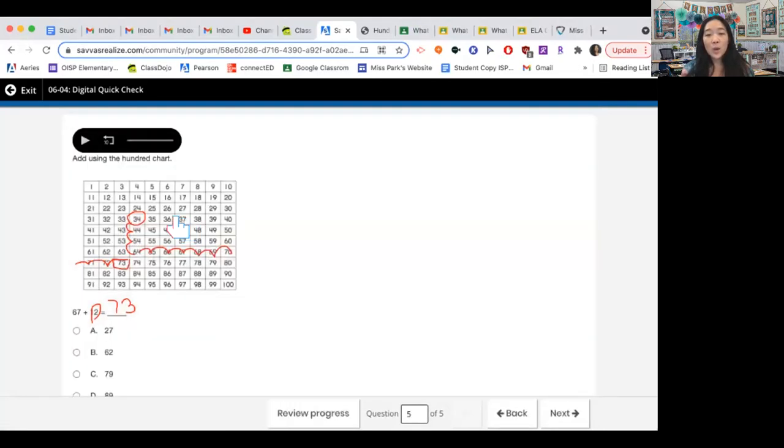Last question. Add using the 100 chart. 67 plus 12. We have the number 67 that we're going to circle, and we're going to add on 12. We're going to skip count 10 first to get to 77, and then we're going to count on 2 ones. 1, 2. What number did I stop at? 79.